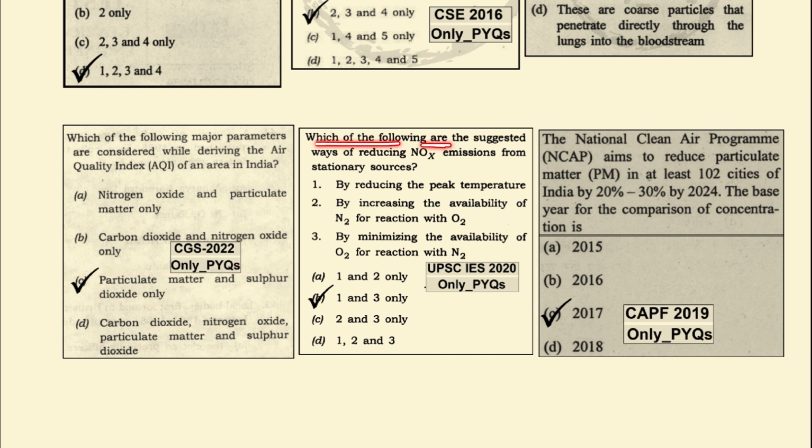Which one of the following are suggested ways for reducing NOx emission from stationary sources? It is by reducing the peak temperatures and by minimizing the availability of oxygen for the reaction with N2. The National Clean Air Program, that is NCAP, aims to reduce particulate matter in at least 100 cities of India by 20 to 30% by 2024. The base year for the comparison of concentration is 2017.